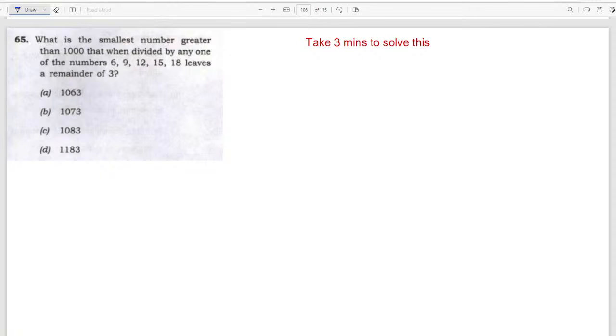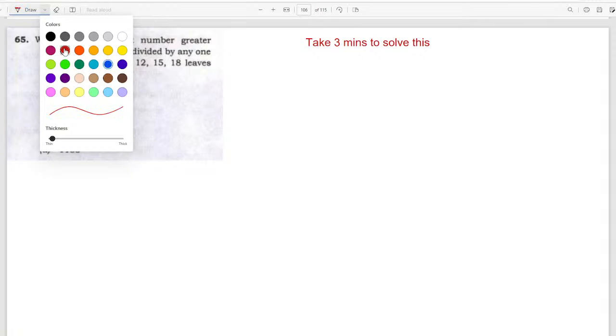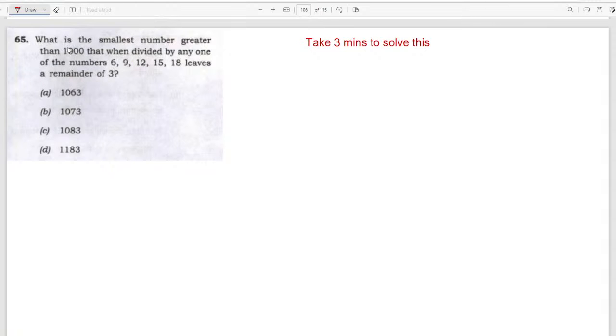There are 4 people who have posted the answers, and all 4 of them have got option C. So let's see how to go about solving this question here. The question says, what is the smallest number greater than 1000 that when divided by any one of the following numbers, 6, 9, 12, 15 and 18, leaves the remainder of 3.